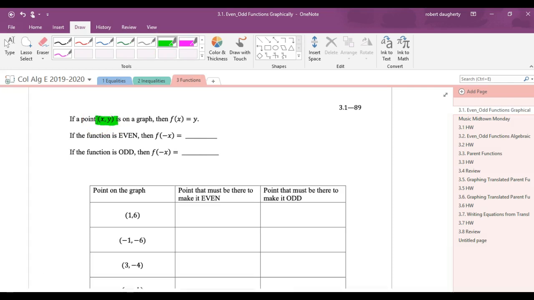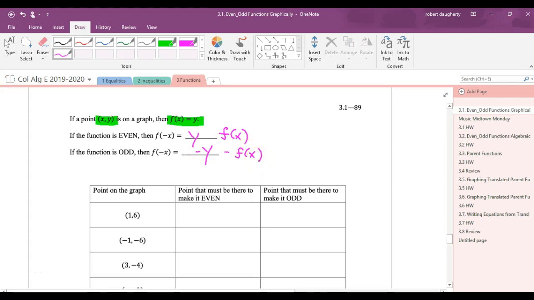And I know that f of x is my y value, okay? If the function is even, f of negative x is going to be equal to what? Yeah, it's going to be my y, or f of x, okay? Same thing. If it's an odd function, f of negative x is going to give me what? Negative y, or negative f of x.